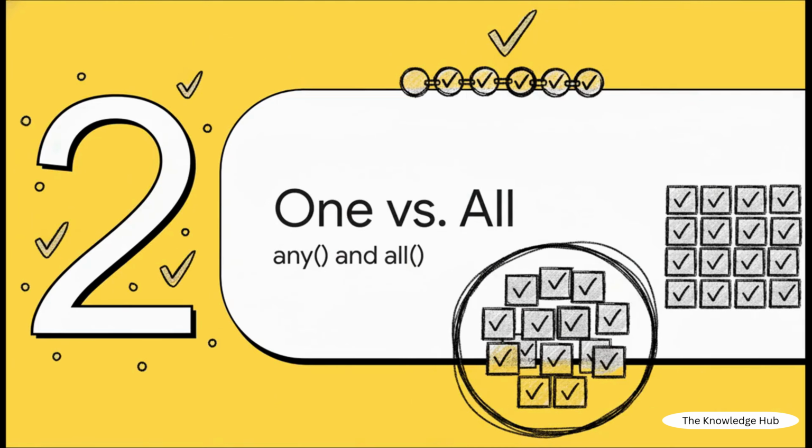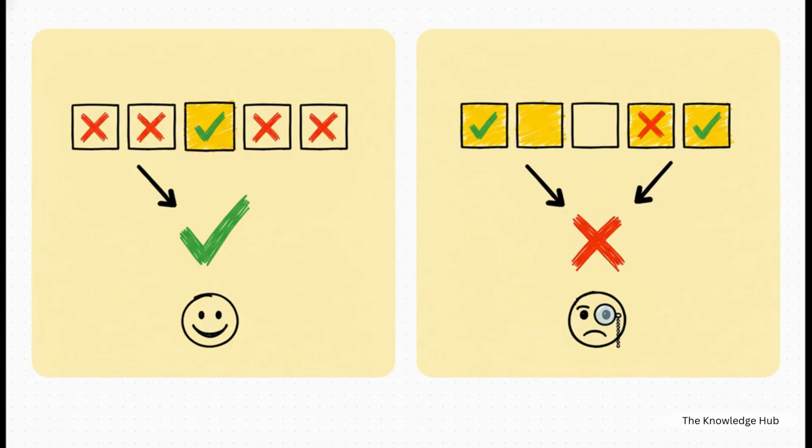All right, so bool is perfect for testing one thing at a time. But what happens when you have a whole list of things, a whole collection, and you need to make a decision based on the entire group? Well, that's where our next two functions come into play. Let's talk about any and all.